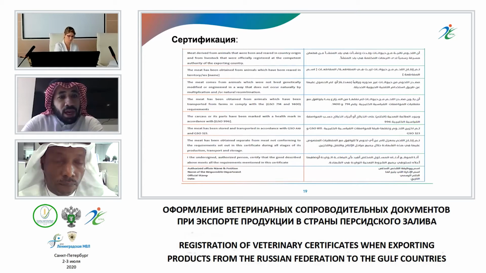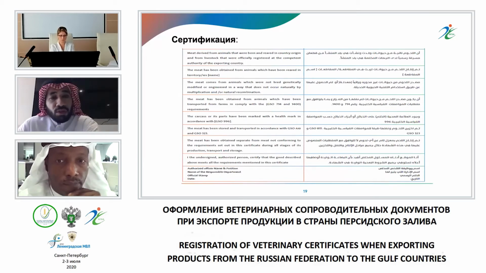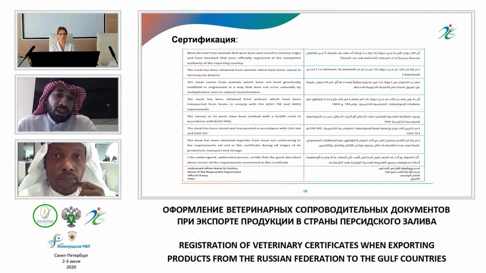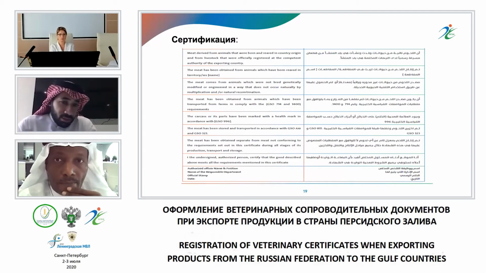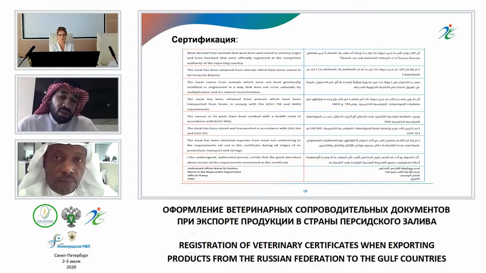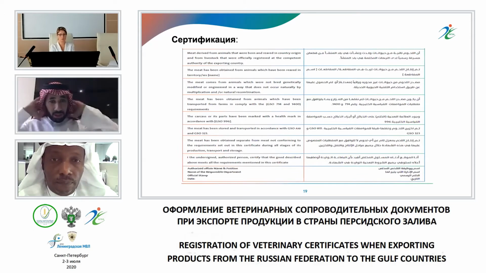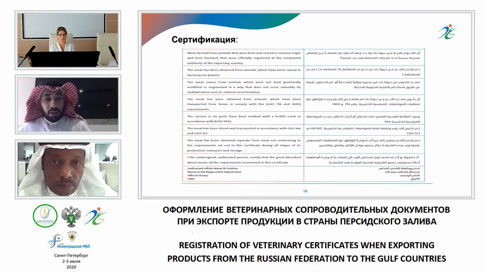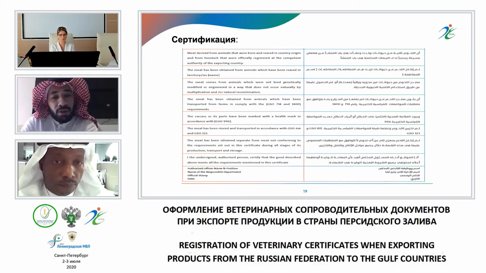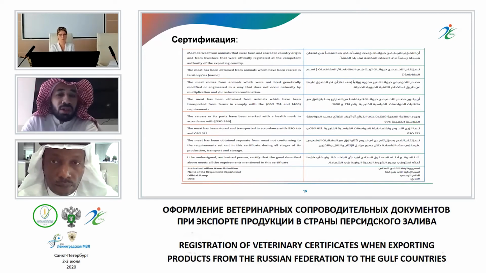The next point is the meat has been obtained from animals which have been transported from farms and comply with the specific standards. These standards have the methods and the rules to regulate the transportation of the animals. Next, the carcass or its parts have been marked with the health mark in accordance with the specific standard GSO 996. The meat has been stored and transported in accordance with the GSO 815 and GSO 323 for the storing, regulation, and transportation. The meat has been obtained separate from meat not conforming to the requirements set out in the certificate during all stages of its production and transport.